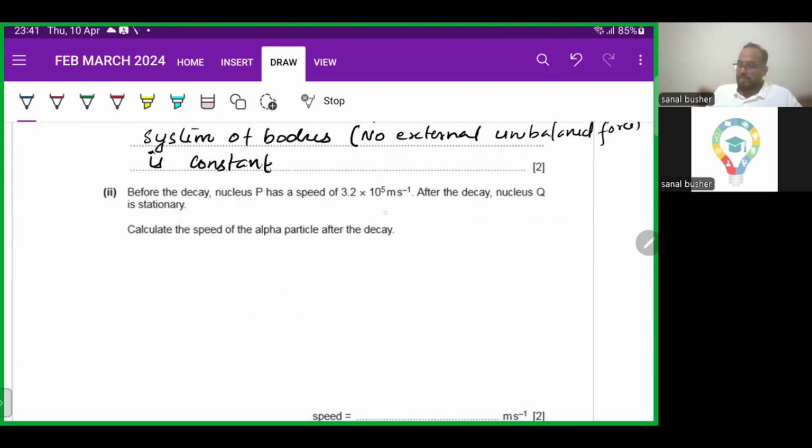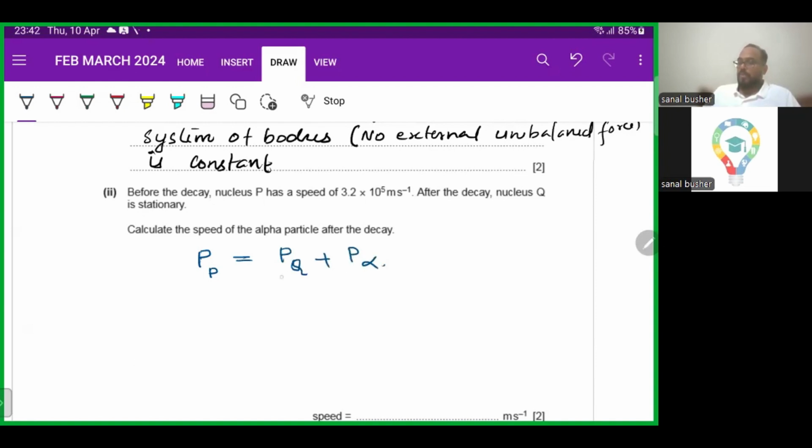After the decay, the nucleus Q is stationary. Calculate the speed of the alpha particle after the decay. There is no external force acting on the system, right? And this is moving with a velocity, from which an alpha particle is emitted. So the momentum before and after should be the same. Only then does the total momentum of the system remain constant, right? So you can write, before the emission, the momentum of P should be equal to, after the decay, the momentum of Q plus the momentum of the alpha particle, right?